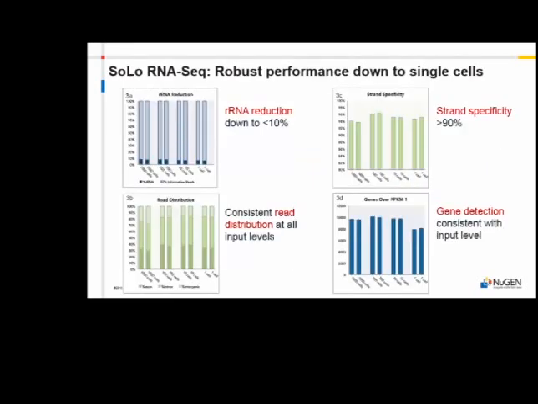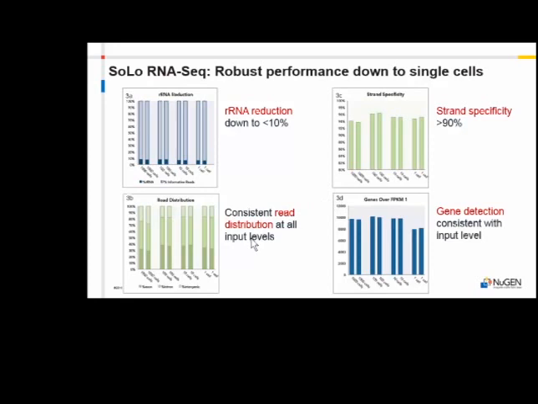And here's some sample data from that kit looking at inputs over a wide range. For all of these graphs, we're starting at 1,000 cells on the left and then going down to a single cell of input. On the top left figure here, we see robust rRNA reduction of down to 10% or less of reads across all of these inputs. We see strand specificity of greater than 90% across the range of inputs.